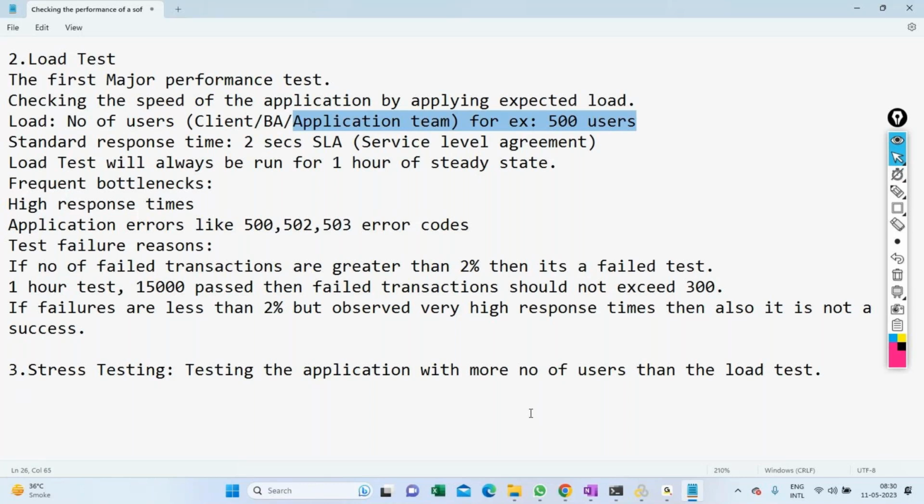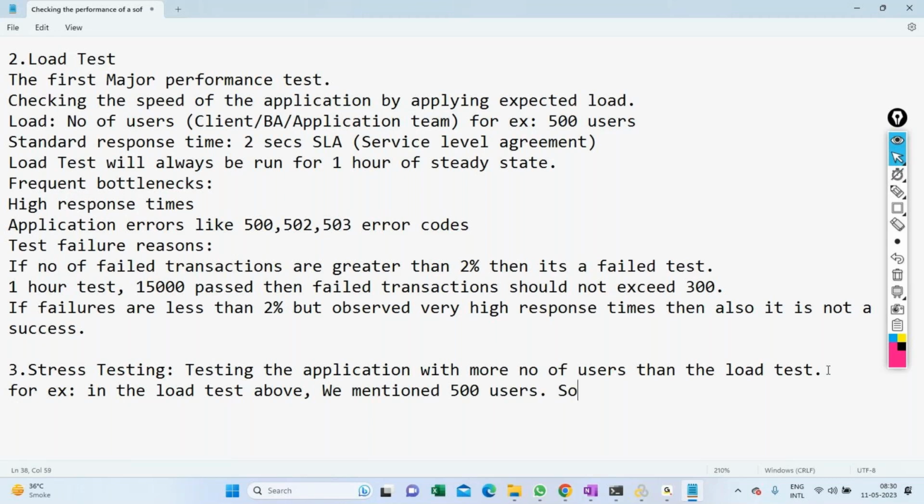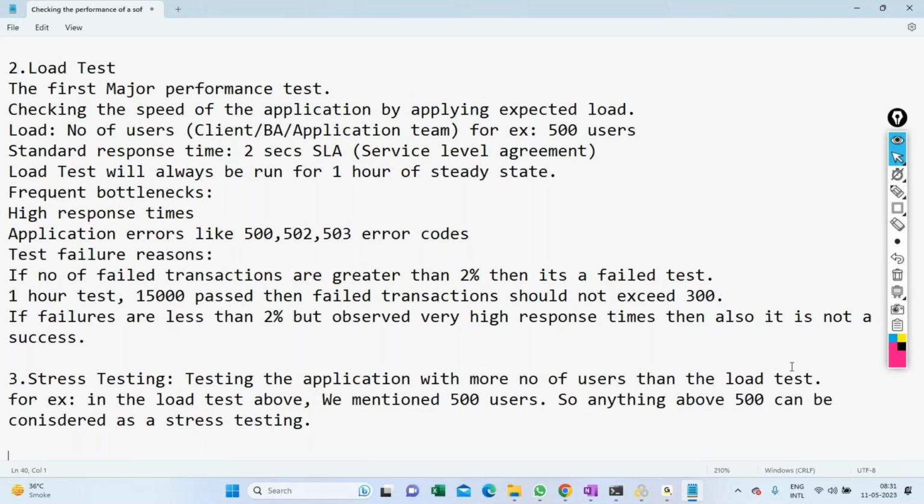So for example, in the load test above, we mentioned 500 users, right? So anything above 500 can be considered as a stress testing. That means you are stressing the system or you are stressing the application beyond the limit.